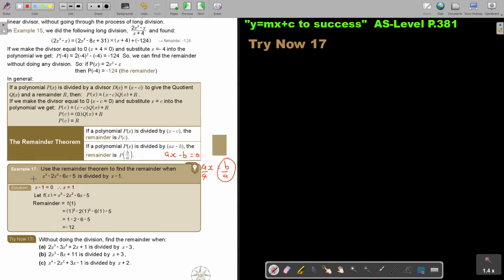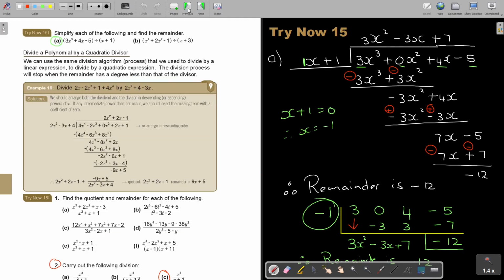Okay, so let's look at example 17. Use the remainder theorem to find the remainder when this is divided by x minus 1. So basically, I'm just going to put 1 in the place of x in f(x) and the answer is going to be -12. Before I let you stop the video and do at least two, A and C, I'm just going to take you back to the previous example.